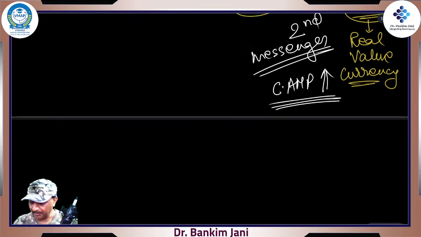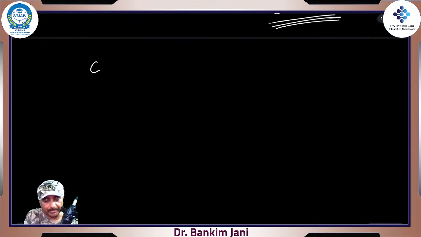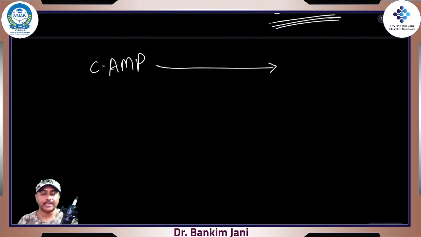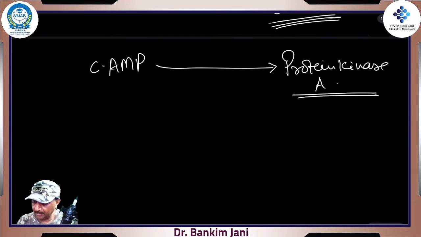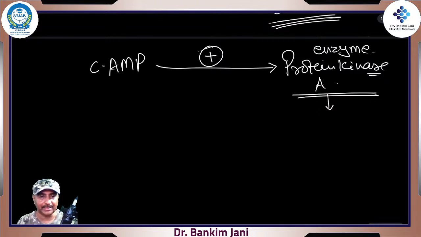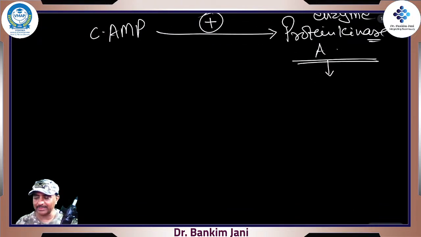Now this cyclic AMP acts on one more protein, called protein kinase A. Now this protein kinase A will be acting on three things. This is now a stimulatory effect. So cyclic AMP will go and tell this enzyme. See how interesting things are becoming. This is the enzyme. Now this protein kinase is a versatile person.